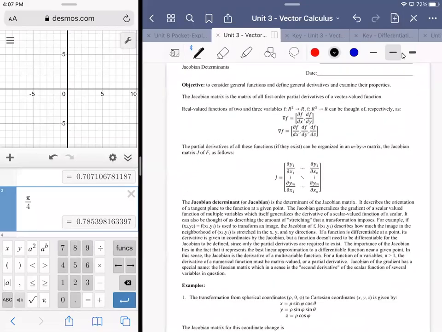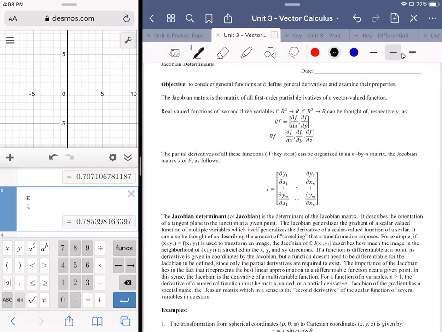So, the objective is to consider general functions, define general derivatives, and examine their properties. Okay, so that's all useful stuff, but in a very vague sort of sense. It's like, well, I could define the whole course that way. So that doesn't really say much, but it's true.